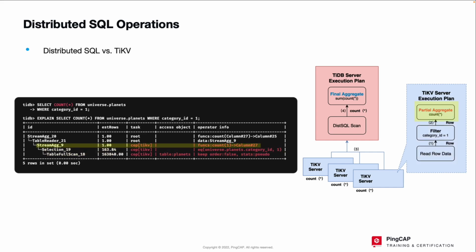In addition to that, aggregate function count can also be pushed down to the storage node for pre-aggregation. Thus, each TiKV node only needs to return one count. Then, total counts are summed up by SQL layer, which is the TiDB server, so that only valid rows are returned and the meaningless network transfer are avoided.